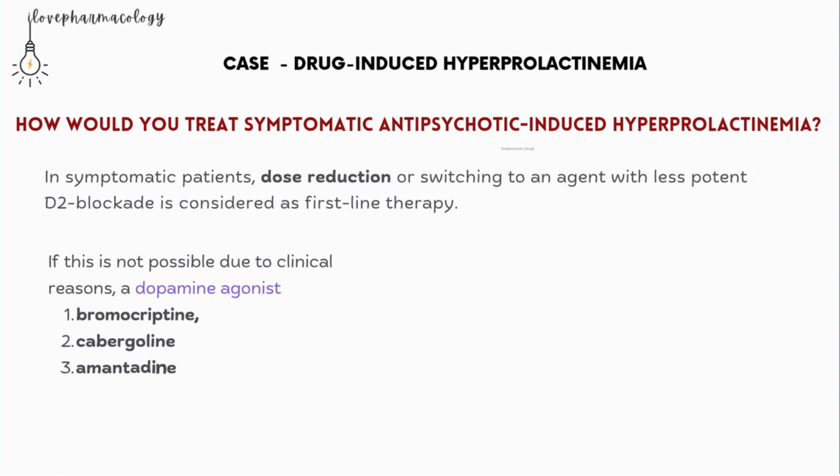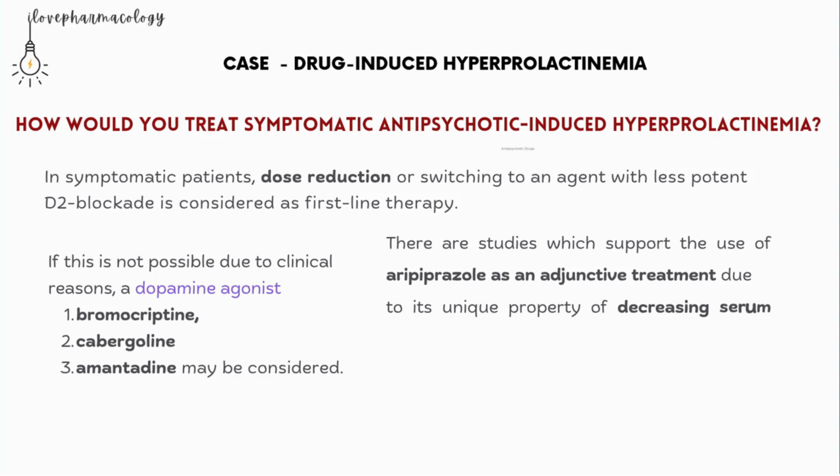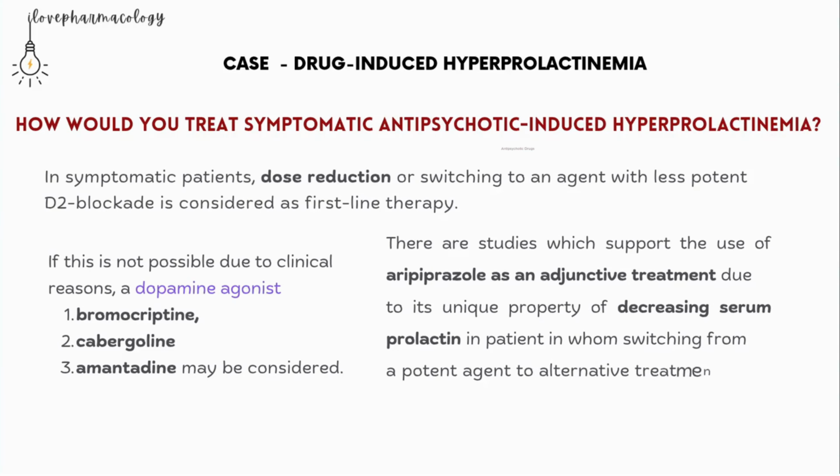If the clinical condition doesn't allow to reduce the dose or to switch over to the other agent, you need to go for dopamine agonists like bromocriptine, cabergoline, and amantadine, which can decrease the risk of hyperprolactinemia. Or studies have shown that adjuvant use of the aripiprazole will show the decrease in the serum prolactin levels. So either you have to reduce the dose or switch over to another agent or use a dopamine agonist like bromocriptine, cabergoline and amantadine or use aripiprazole, an atypical antipsychotic, as an adjuvant drug.